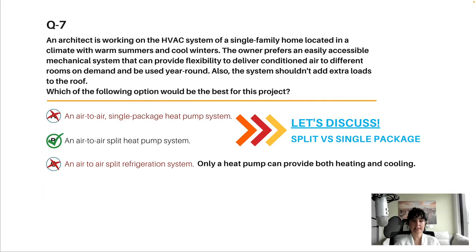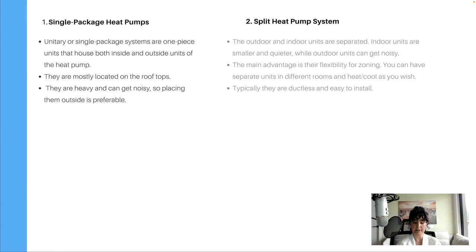The correct answer is B. An air-to-air split heat pump system. Before we move to the next slide, I want to eliminate option C because only a heat pump can provide both heating and cooling, and the question says this system should be used year-round and they have warm summers and cool winters, so they will need both heating and cooling. So we eliminate option C immediately, but let's discuss split versus single package.